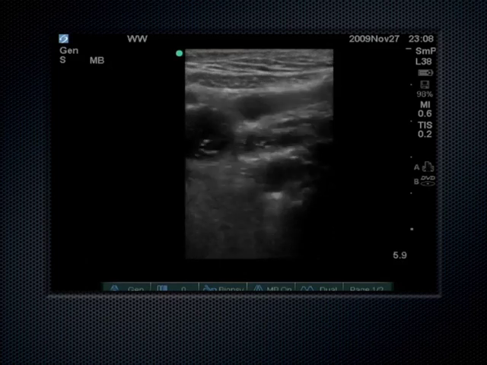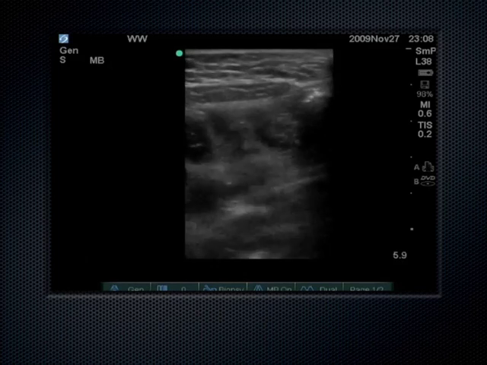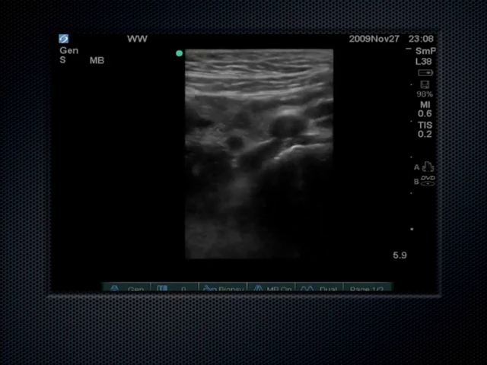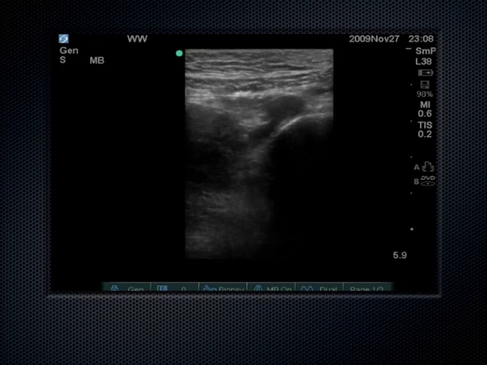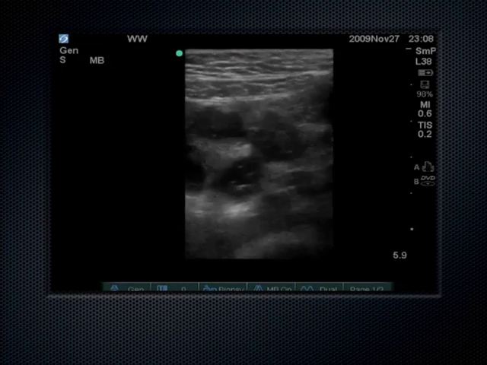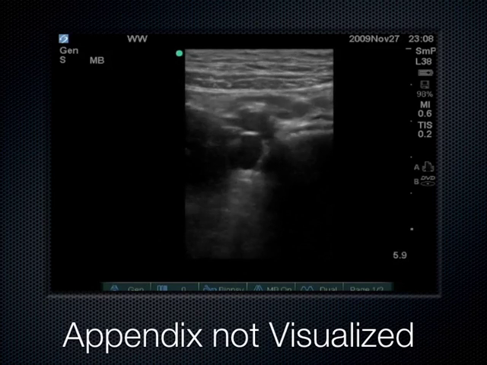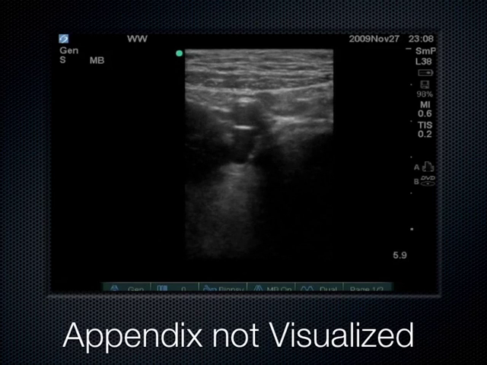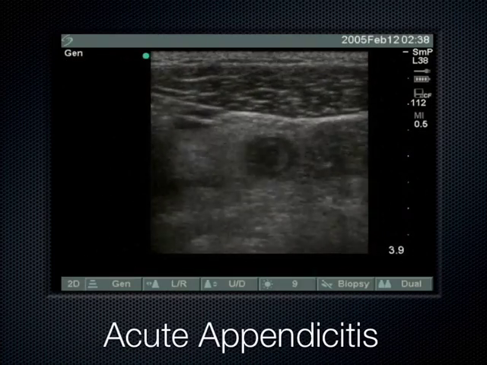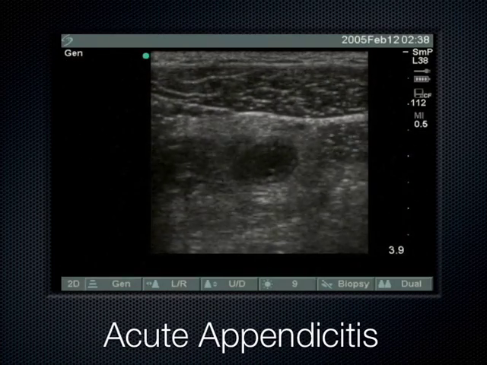Now, I know what you're thinking. You're sitting in the audience going, I don't see what the heck he's talking about. I just see some stuff moving around the screen. But when the probe is in your hands, there's some kind of weird feedback loop thing going on that makes this easier to see. So in this case, it was normal. We didn't see the appendix, and the patient actually ended up getting a CT scan, which was negative for appendicitis. And we called the patient back, and they were fine.